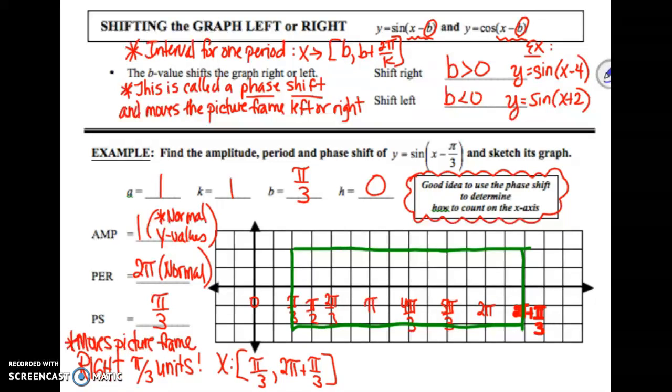So now I'm just going to sketch what my sine curve looks like. Starts at 0, 0 in the center, ends at 0, up at 1, and down at -1. And now I can go ahead and sketch my curve. And there's my sine curve.